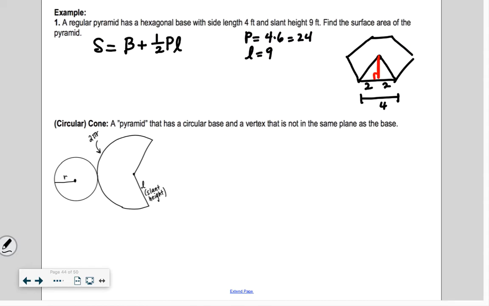Do you guys remember why we like a hexagon? 30-60-90 triangle, so I have 30 degrees here, 60 degrees here. It is. Apothem is 2 radical 3.